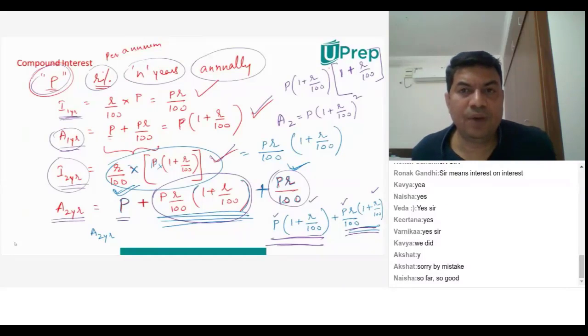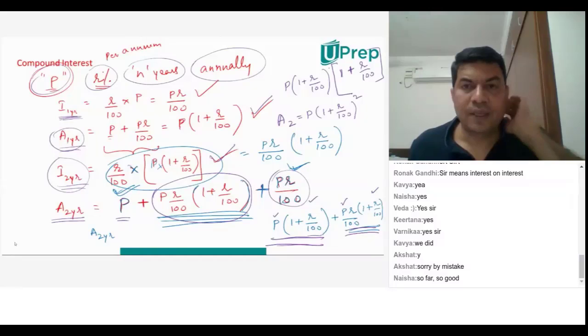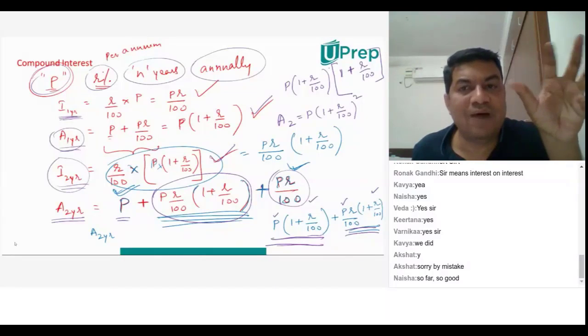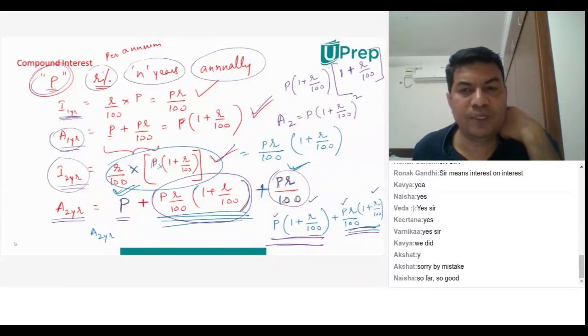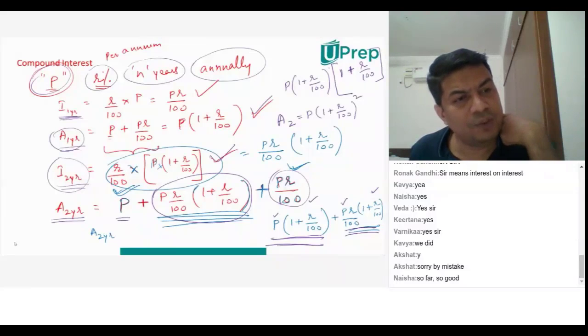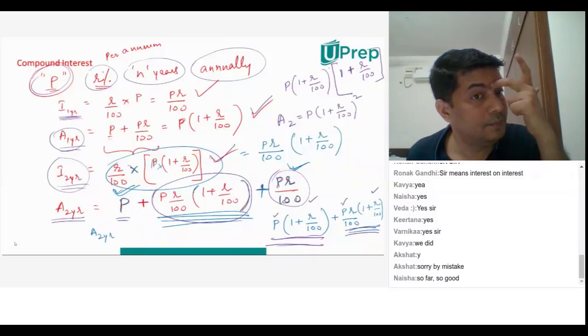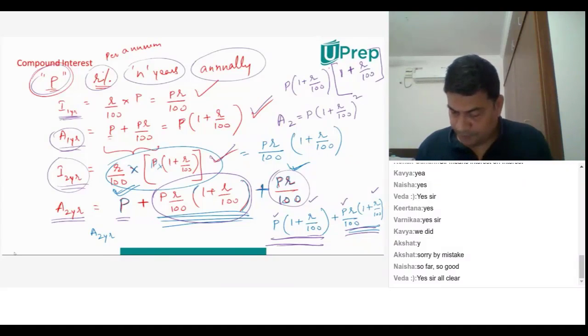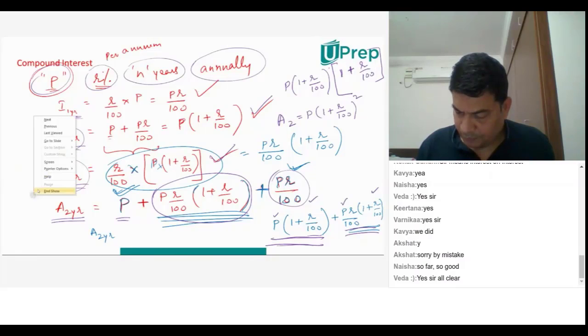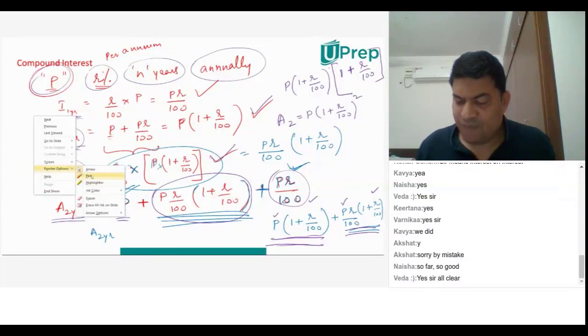The simplification you need to learn. This will help you to solve. See, it's easy to simplify if you have numbers. When you have variables, you find it difficult. If you solve more of this, you will learn how to use variables properly. Veda, are you able to follow? Varnika, are you able to follow? Arjun? Good. So take a photograph. That's better.